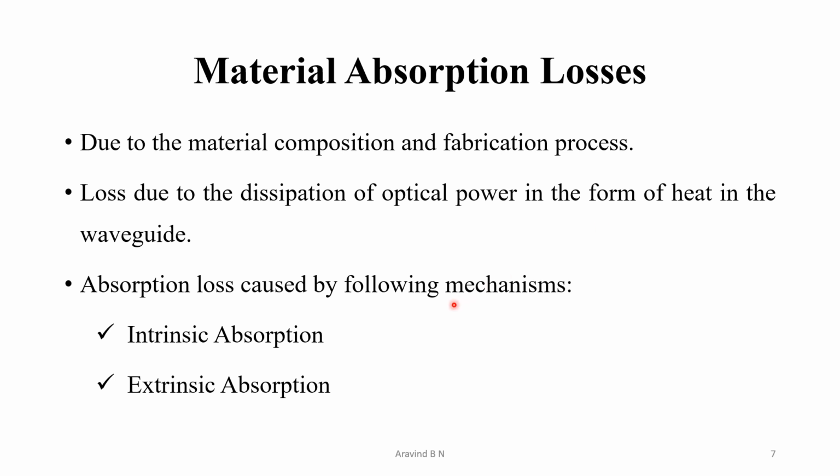Two different absorption mechanisms are there. One is the intrinsic absorption, the second one is the extrinsic absorption. Let us have one single point of understanding with respect to each of these two. Intrinsic absorption is going to occur when the fiber is in its purest form, and extrinsic absorption is going to happen when there are certain metallic impurities present in the optical fiber.